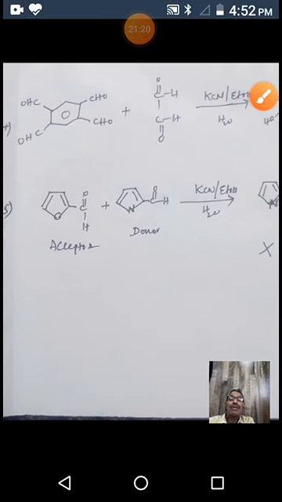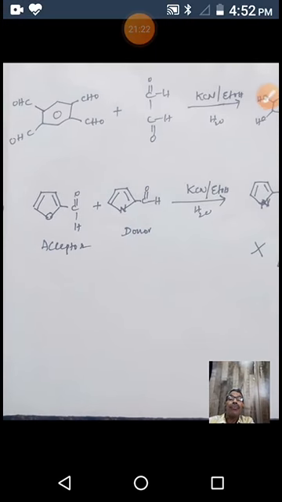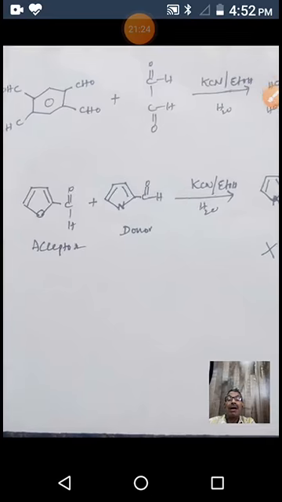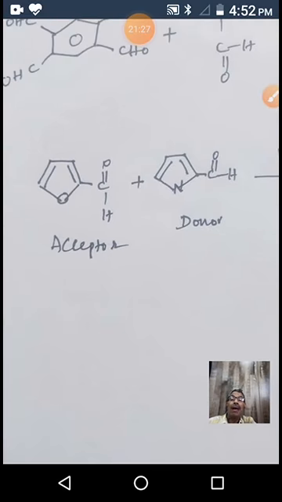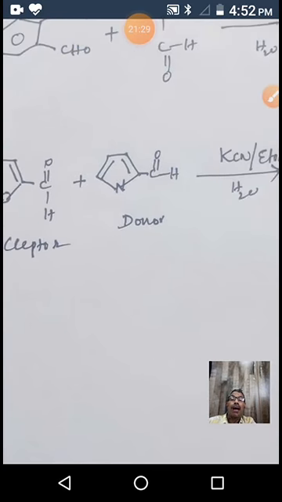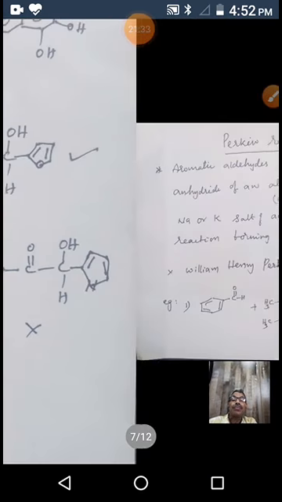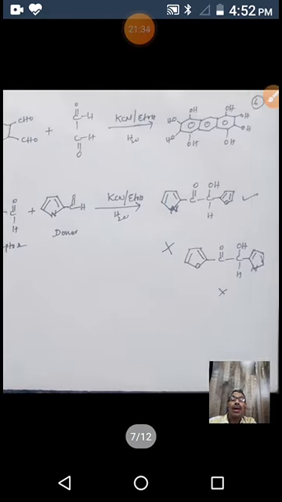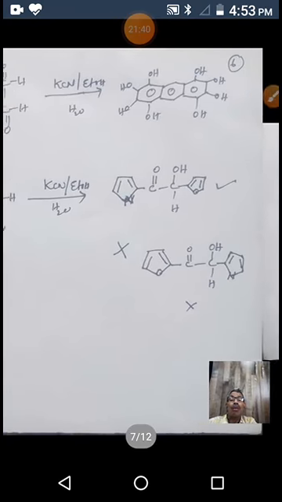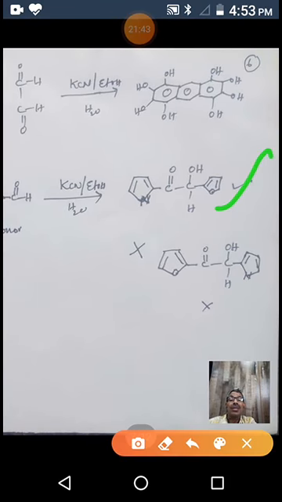So one more example for benzoin condensation. You see furyl furan and furyl pyrrole. These two have, okay, and whenever they react with alcoholic cyanide, we will expect two types of compounds. One is this one and this one. In this reaction, this compound doesn't form, only this compound forms.